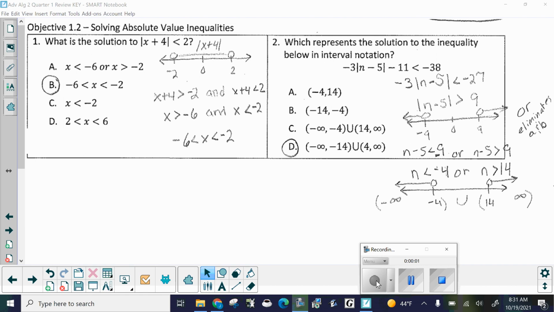Unit 1, Objective 2, Solving Absolute Value Inequalities. This is the Advanced Algebra 2 Quarter 1 Review Solutions Explanation.